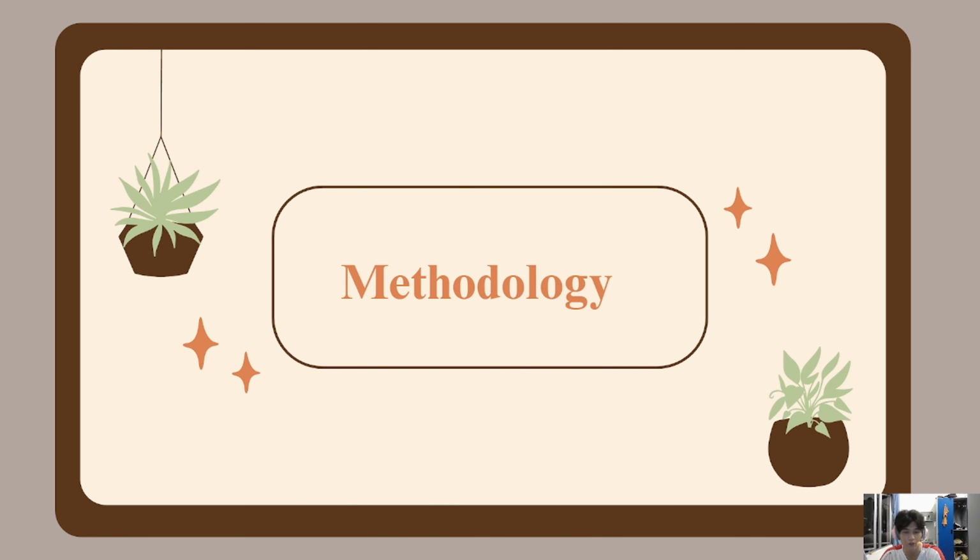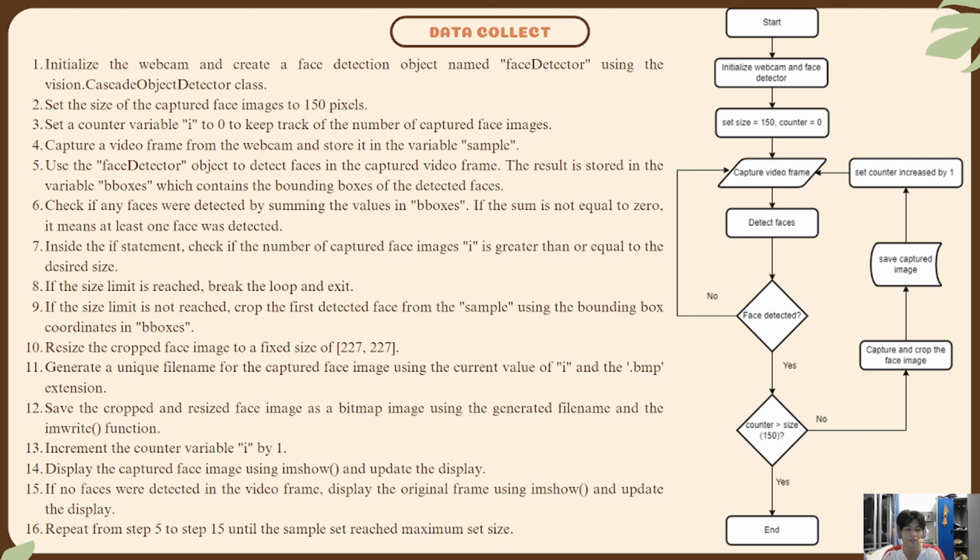So, moving to the methodology. Here's our data collection flowchart. First, we initialize the webcam and create a face detection object named faceDetector using the vision.CascadeObjectDetector class. Here we will show it in the next section, which is the program code. Then set the size of captured face images to 150 pixels and set the counter variable i to 0 to keep track of the number of captured face images.